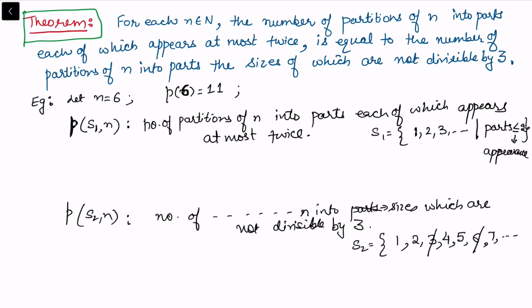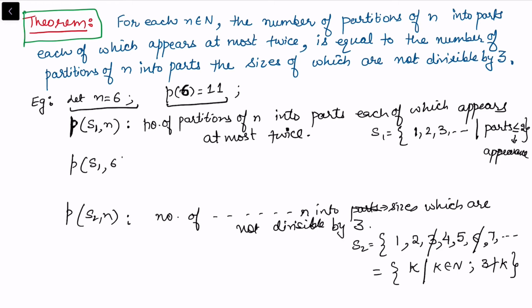You may write it in a better way: S2 consists of all k such that k belongs to the natural numbers but 3 does not divide k. We can write it in set notation, but here I am just writing in terms of part sizes to have more clarity. So in the case of S1(6), we want to write the partitions of 6 into parts each of which appears at most twice. We will first count how many partitions there are and what the relevant partitions corresponding to this condition are.